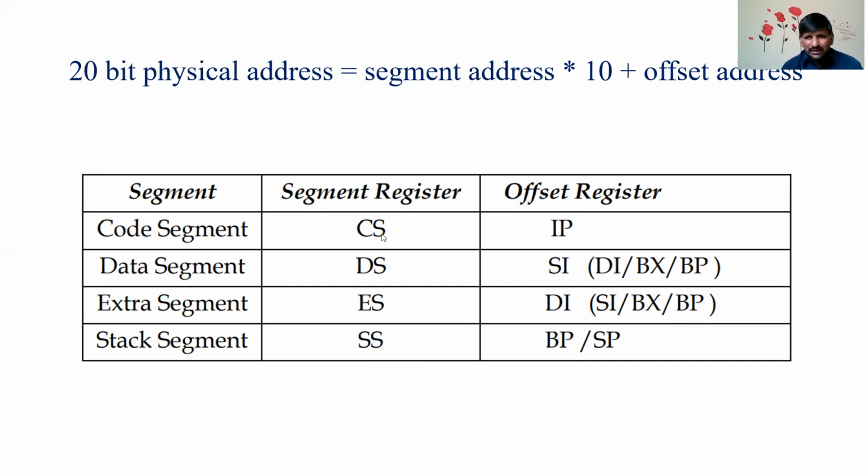So by using segment address and offset address, you can calculate the 20-bit physical address, and the processor goes to that particular location and accesses the corresponding information, either code, data, or stack.